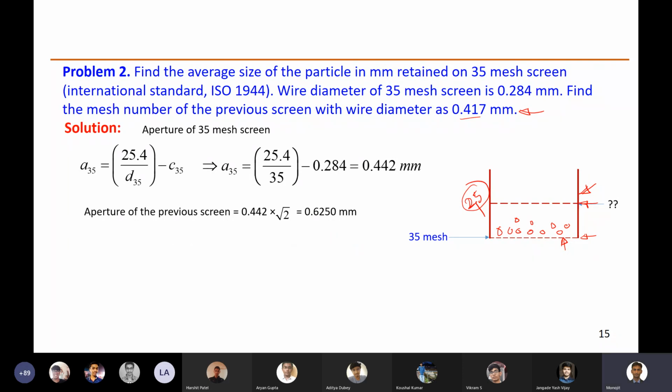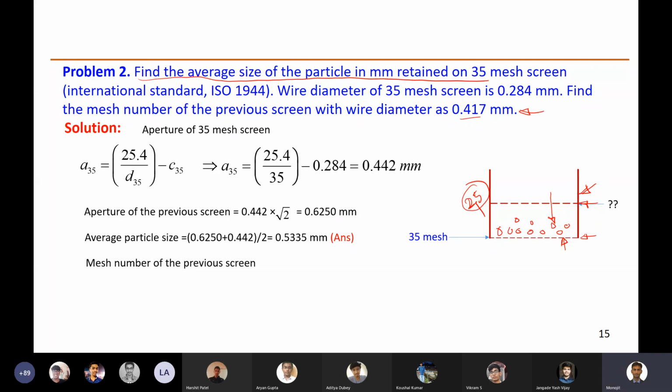The other question is the average particle size. How will you find out the average particle size? This is the first question: find the average particle size retained on the 35 mesh screen. The size of these particles. Sir, the arithmetic mean of the aperture length and the aperture of the previous screen. Yes, the arithmetic mean of 0.442 and 0.6250. Nothing else, just the aperture of the screen and the previous screen. Right.